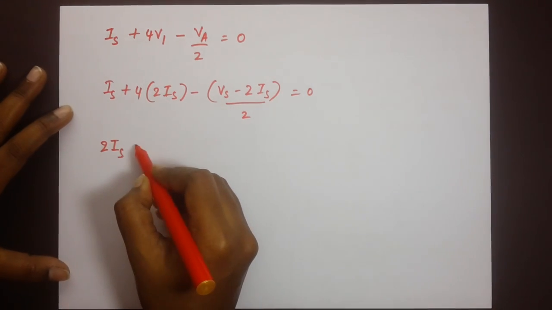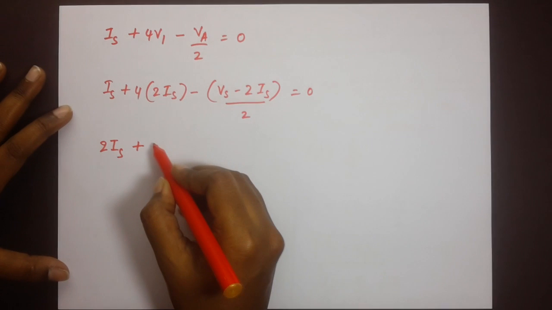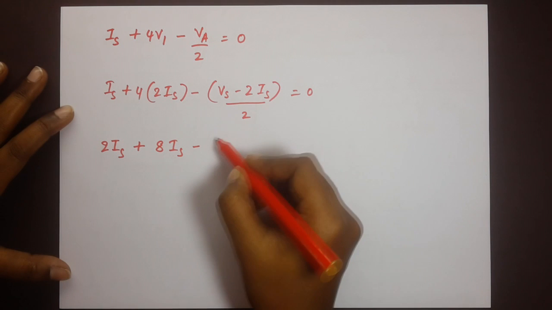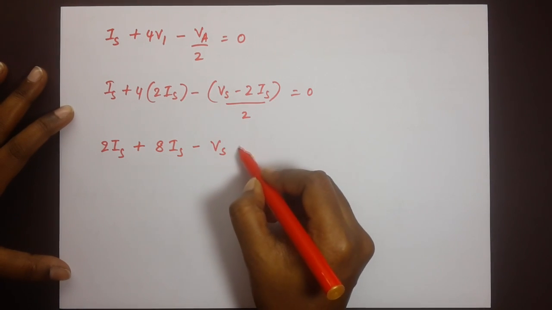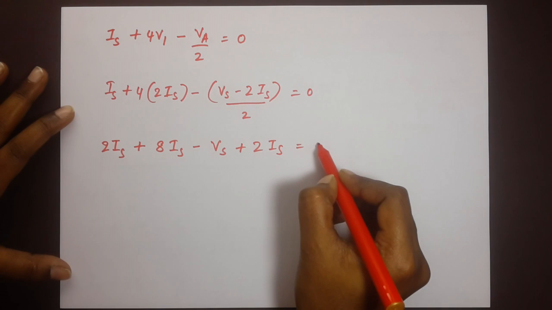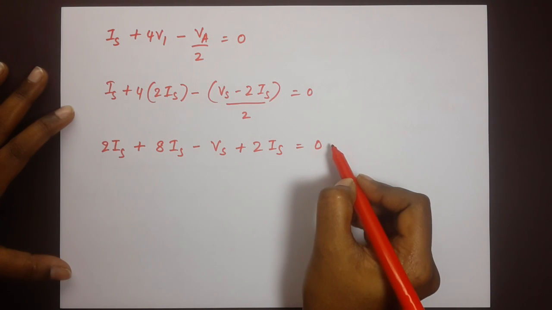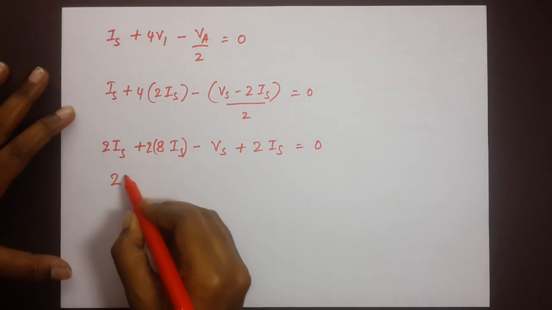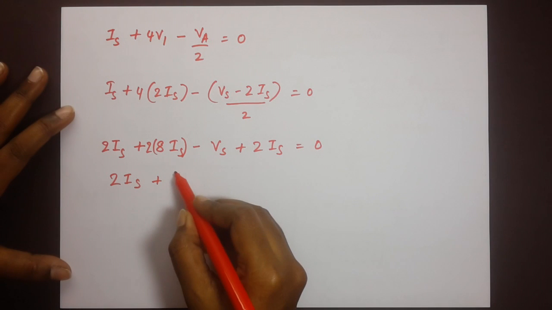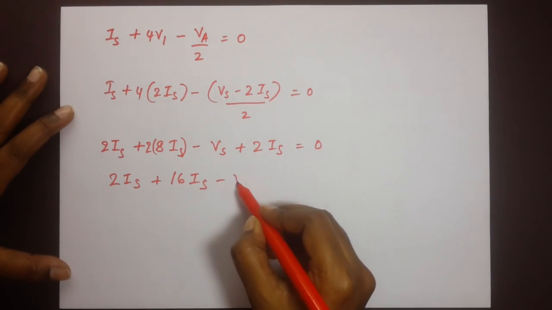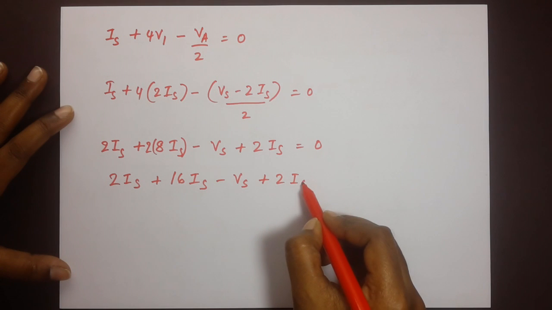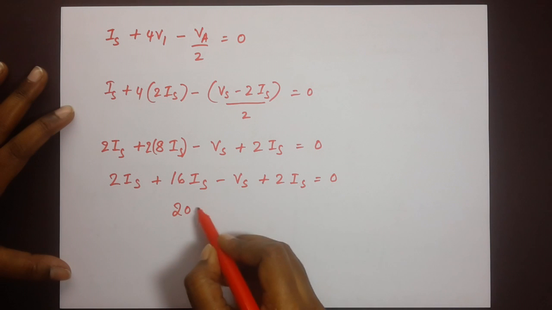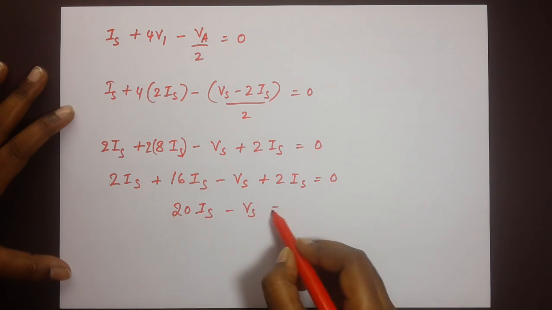We get 2Is plus 8Is minus Vs plus 2Is is equal to 0. This is times 2. So we further get this as 2Is plus 16Is minus Vs plus 2Is is equal to 0. Now we have 20Is minus Vs is equal to 0.